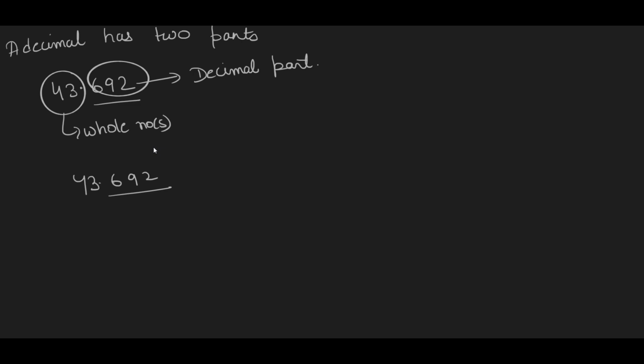So this will be 3 digits after the decimal. This will be ones. You have tens, hundred, then you have thousand. So this will be in thousands because it has 3 decimal places. Okay.